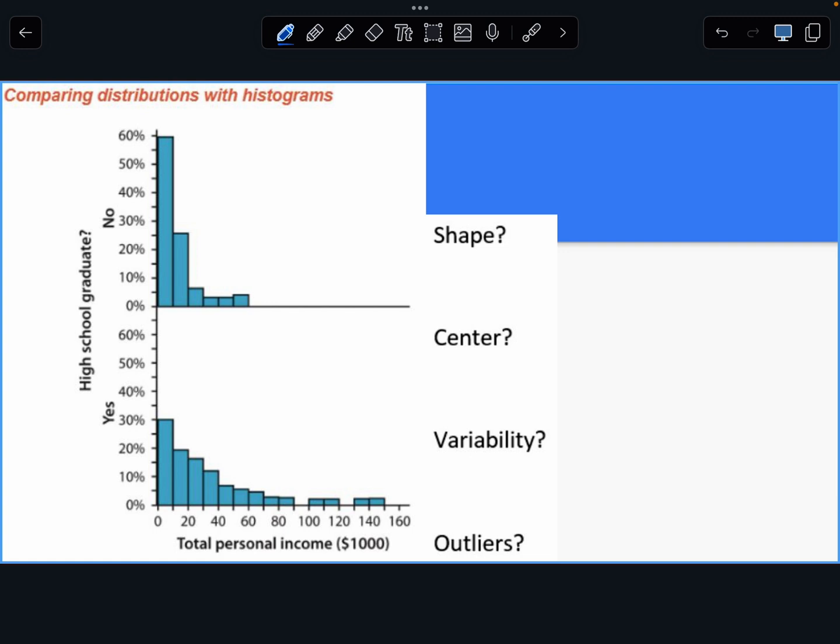And again, this is the top one, let's call it A, the non-high school graduates, B is the high school graduates, and we can see there are clear differences. So for the shape, A is heavily skewed right. B is still skewed right, but much less.